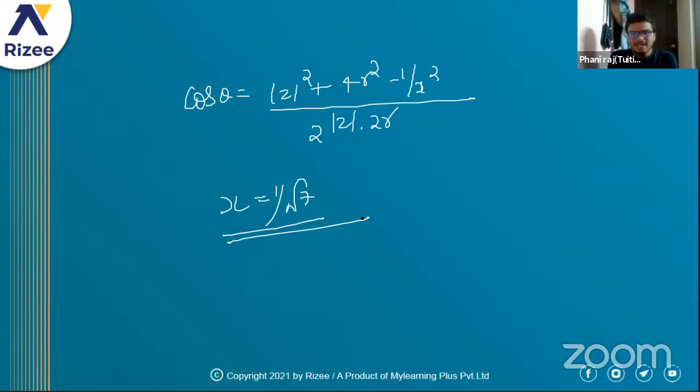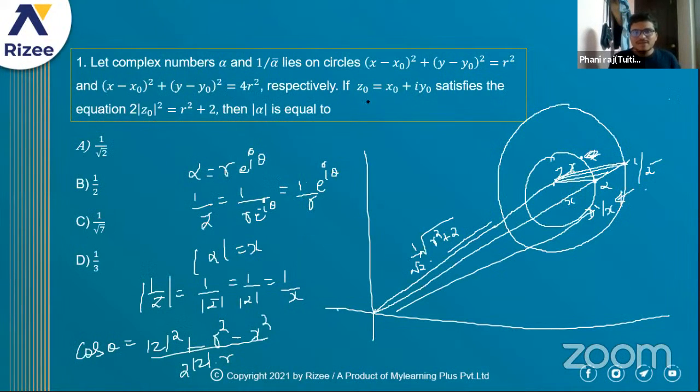So what have we done here? Essentially, whenever you see such equations, circle equations, just draw it. The geometric solution is much shorter and much more time saving than the analytic or algebraic expression. So go by this way. So option C is the correct answer.